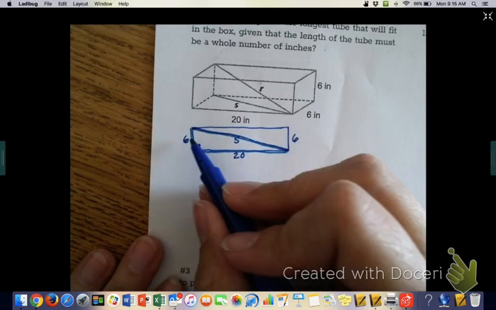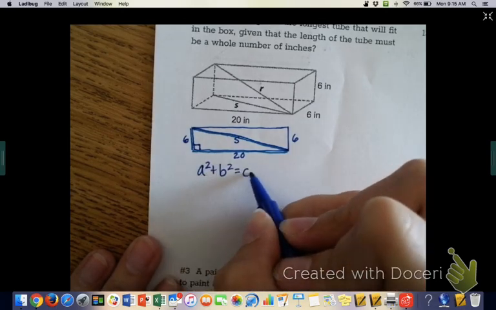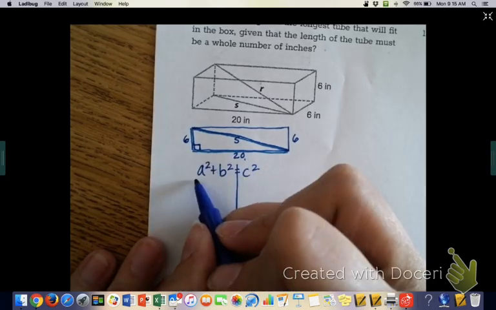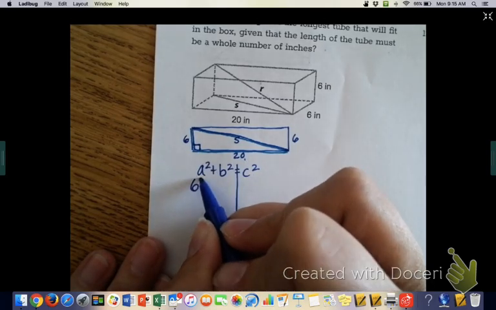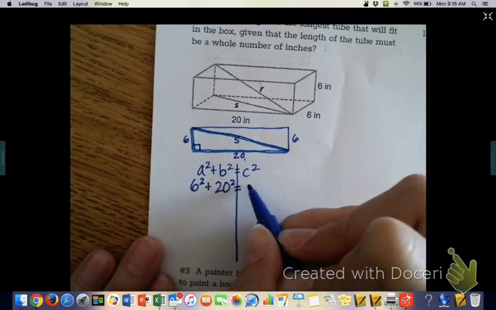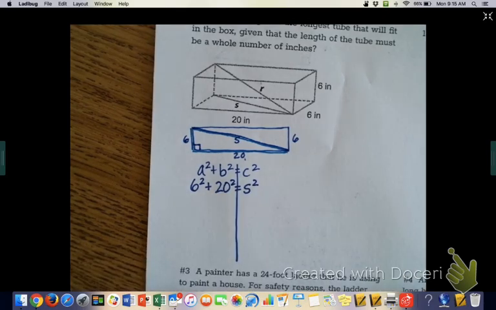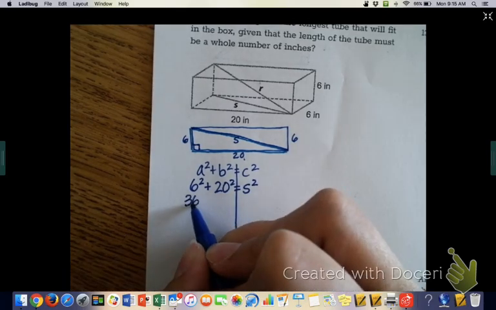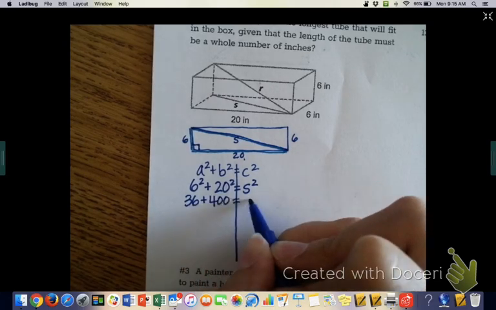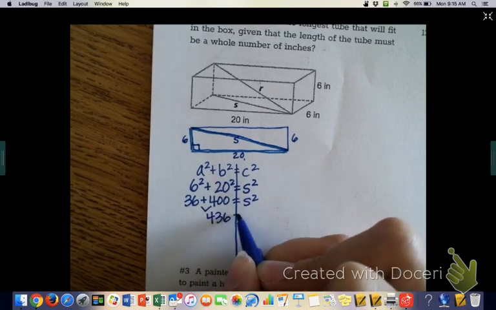These would be the two legs. So in our a squared plus b squared equals c squared, A and B would be the 6 and 20. And again, order doesn't matter, so I'll put 6 first. 6 squared plus 20 squared equals, we don't know, because that's our S. I'm going to actually call it S squared. All right, 6 squared is 36. 20 squared is 400. When you add those two together, that's 436.